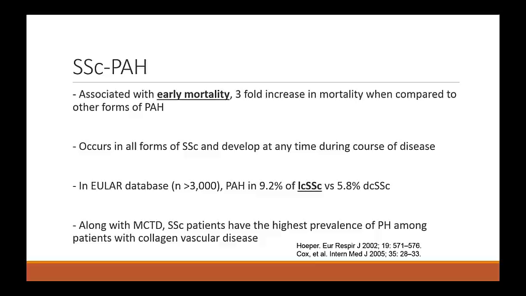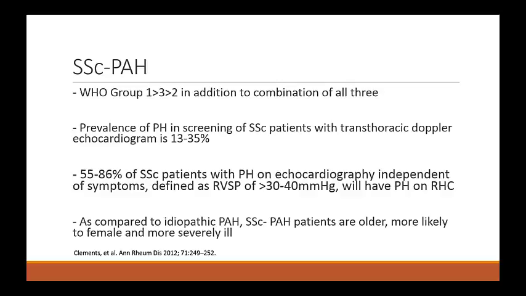So the grouping that you'll see is typically group one, but also because of the concomitant ILD that you can see with patients, you're going to also have group three, and then a lot of patients can also have group two. But in order, it's probably going to be group one, three, followed by two. The prevalence of PAH on screening with an echocardiogram, and this is a transthoracic Doppler echocardiogram, is going to be somewhere up to 35%, and that's on a screening.